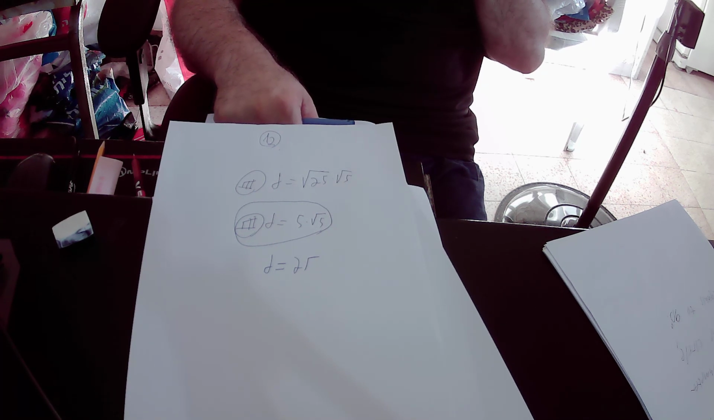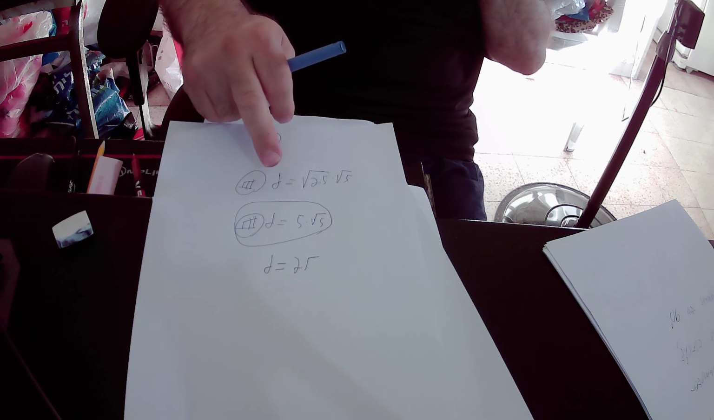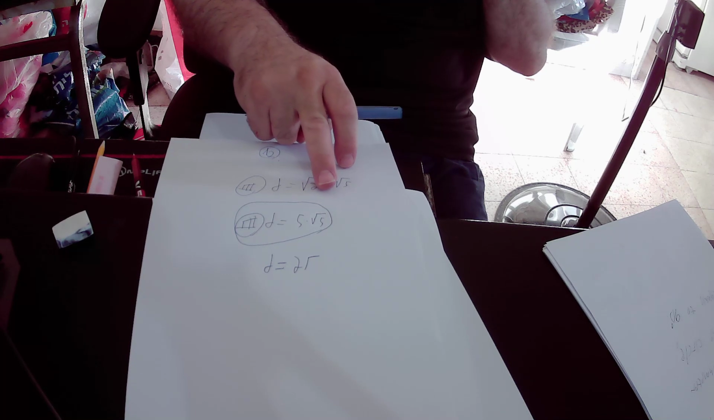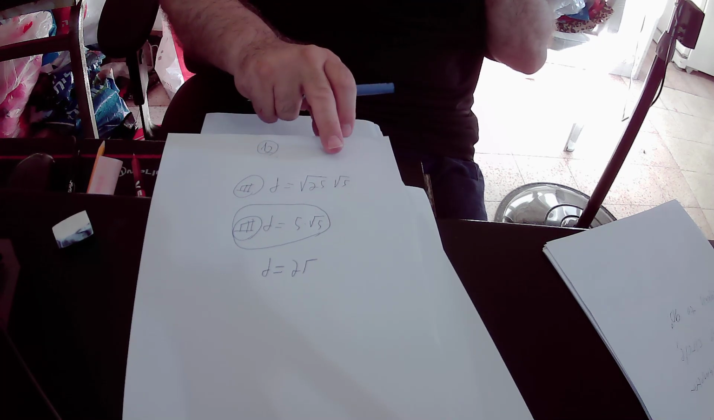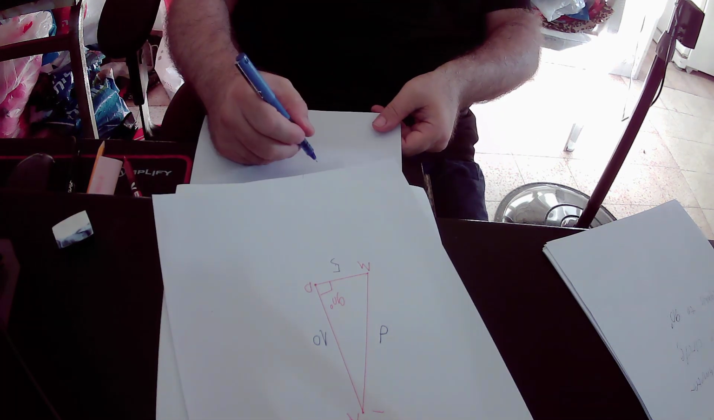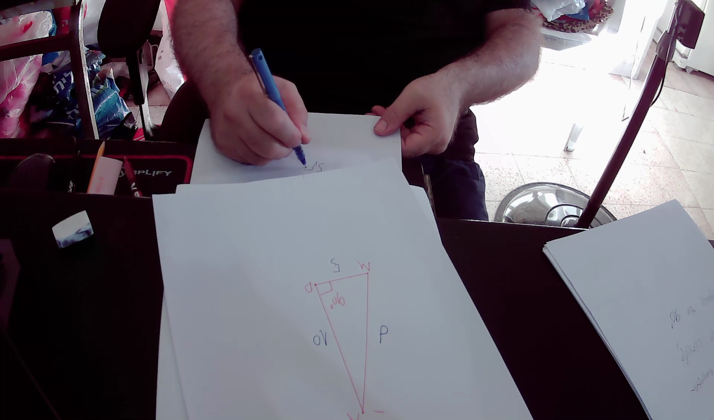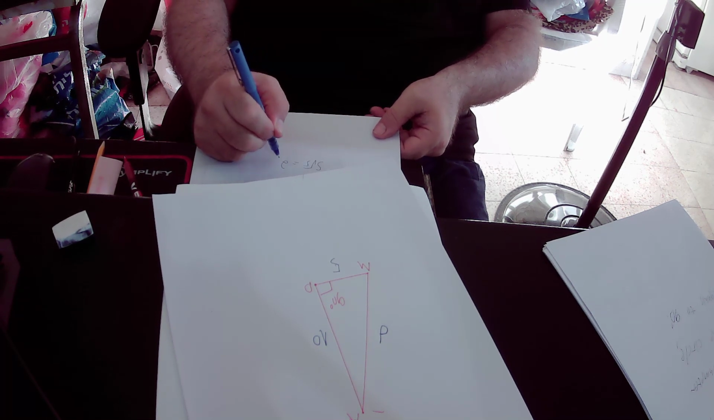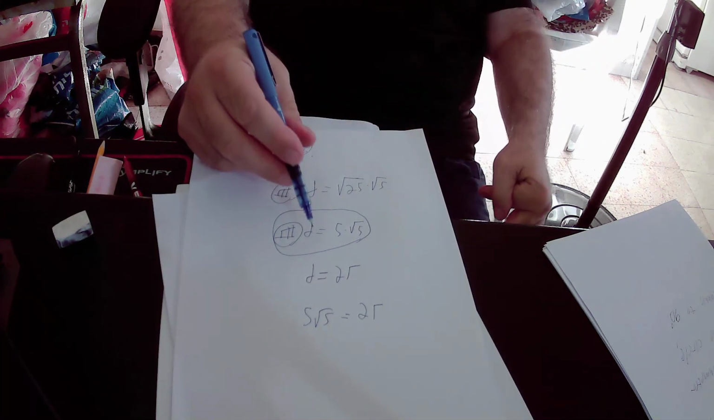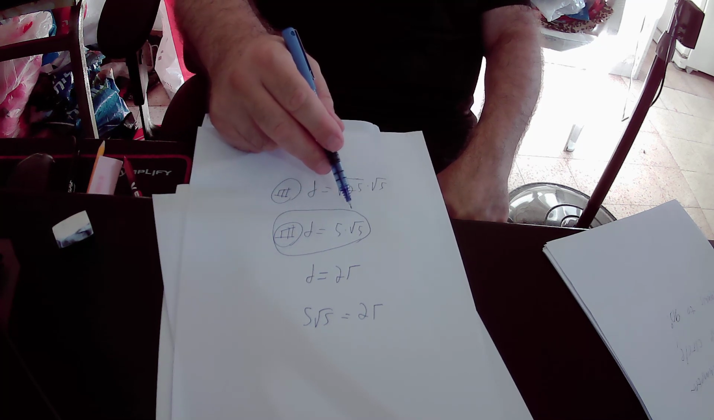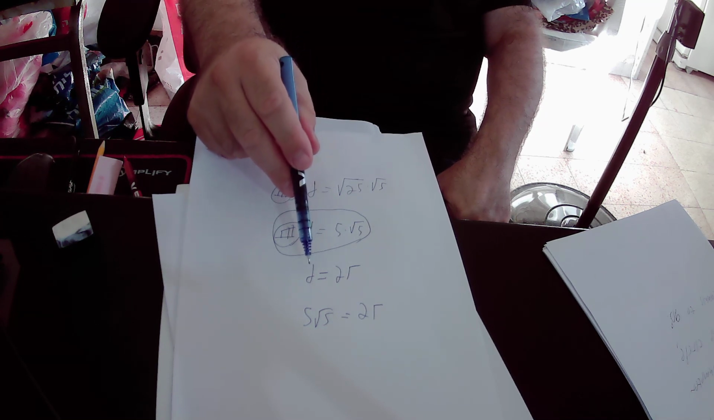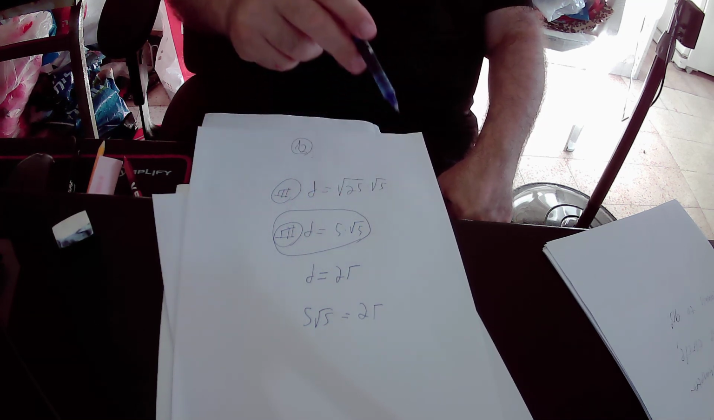So you can substitute the diameter d by 5 times root 5, because d equals 5 times root 5. So we got that 5 times root 5 equals 2 times the radius.